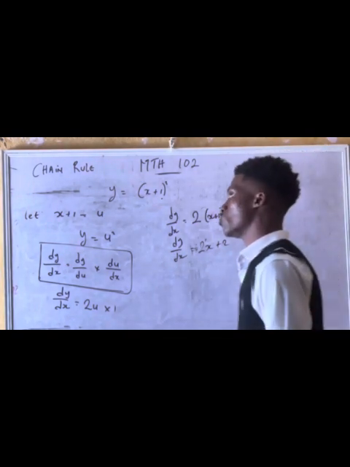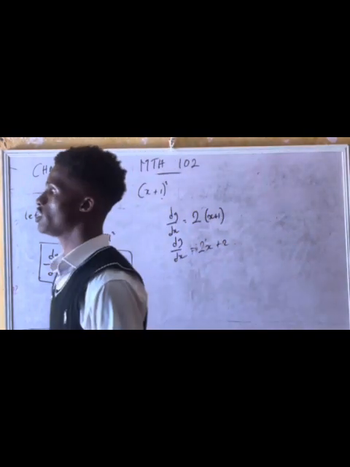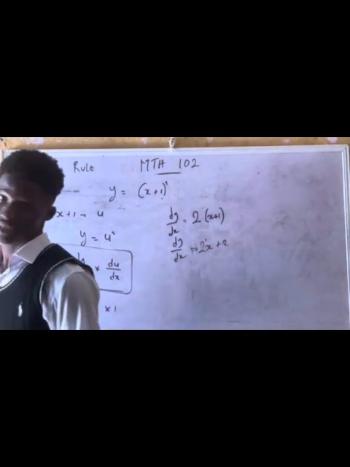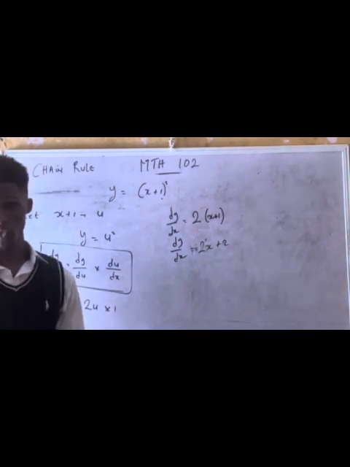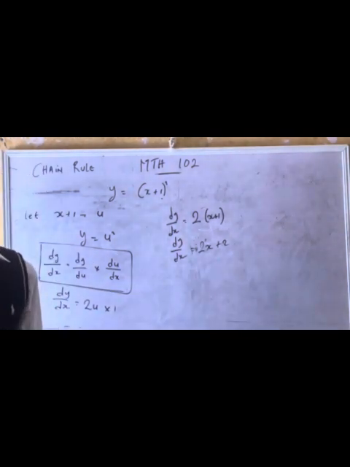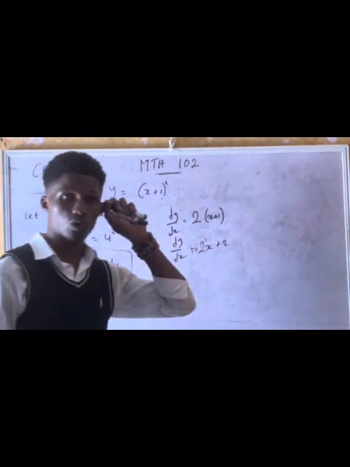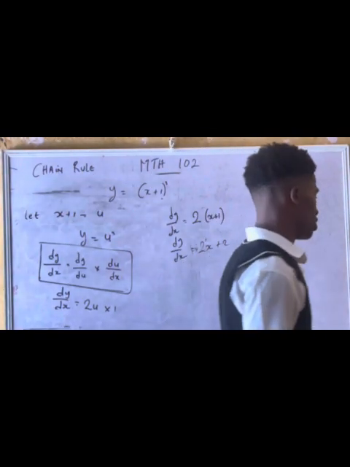A. Chain rule. B. First principle. C. Power rule. D. Quotient rule. That's a question. See, it's not all about solving. Questions might come in this aspect. So function of a function is known as what? Chain rule. So that's that.